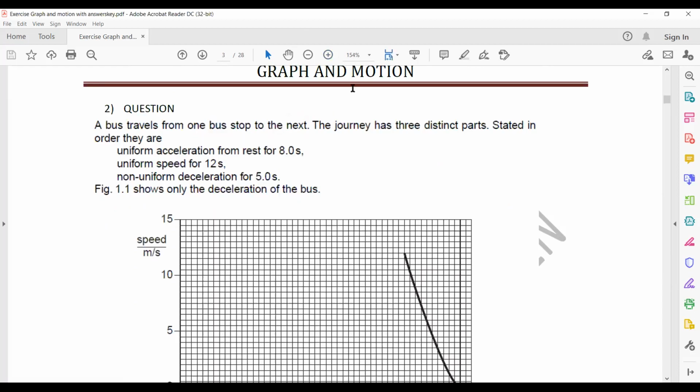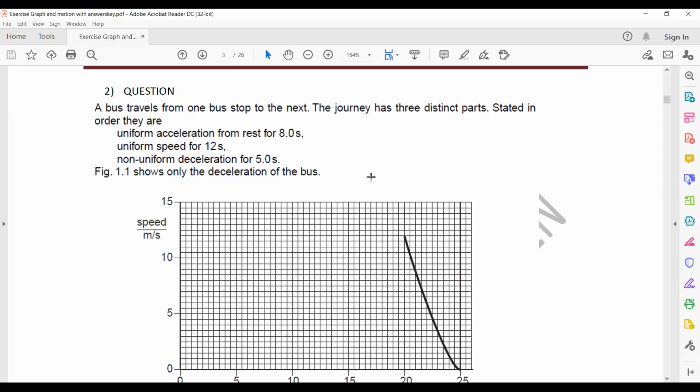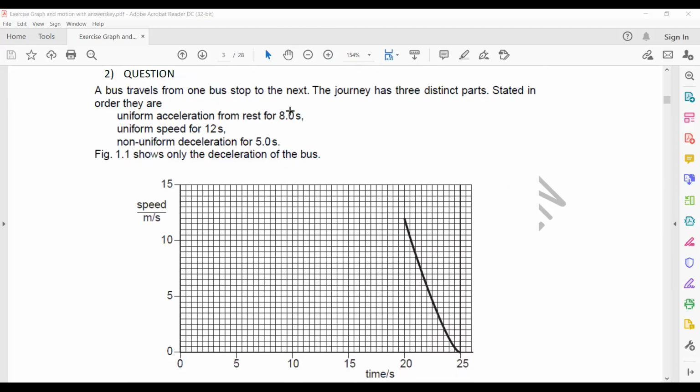Okay. A question in which we have to complete a graph. In the question, they mention a bus travels from one bus stop to the next. The journey has three different parts, stated in order. First, it was a uniform acceleration from rest for 8 seconds. And then it is a uniform speed for 12 seconds. And then it is a non-uniform deceleration, or not a constant deceleration, for 5 seconds.